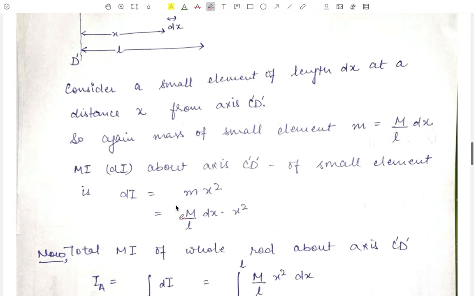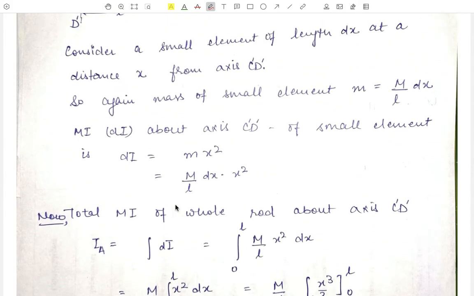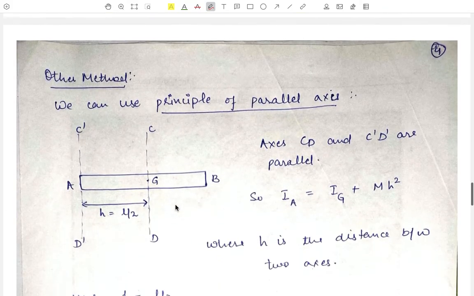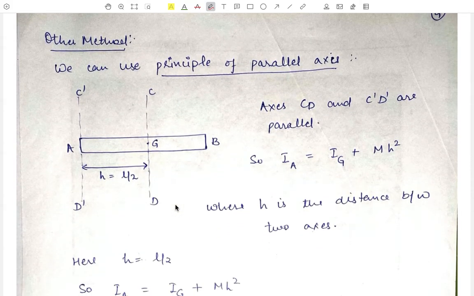Now the same result we can find from another method. That method is the principle of parallel axis. What is the principle of parallel axis? We can understand here. We have an axis CD that is passing through the center of mass point G of the rod. Next, we have an axis C'D' that is passing through point A, the end point of the rod. Since both the axes are perpendicular to the length, these two axes are parallel to each other.